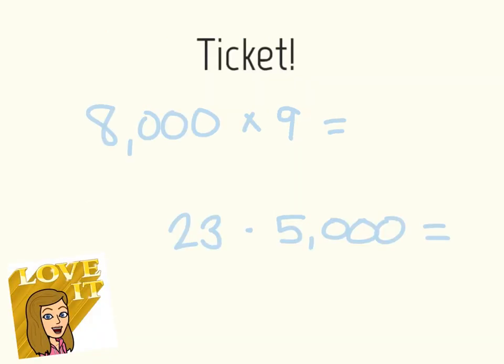All right, 4th graders, this slide is all you. On your ticket today, you have 2 problems to solve. The first one is 8,000 times 9, and the second one is 23 times 5,000. Good luck.